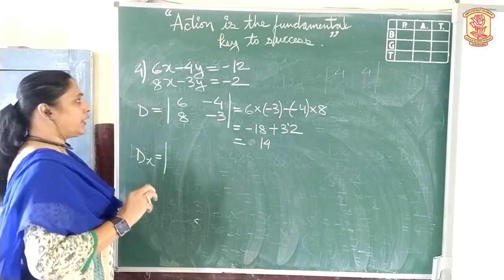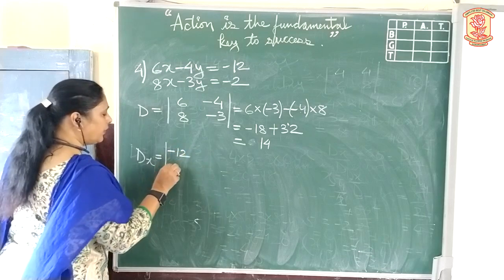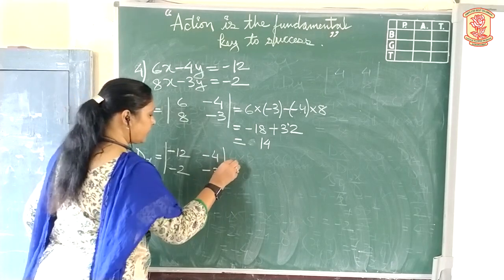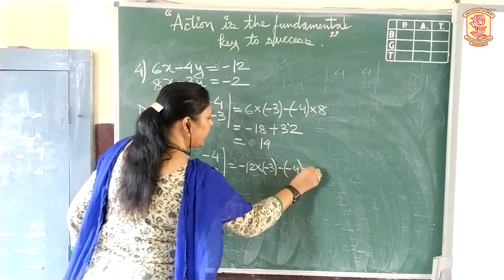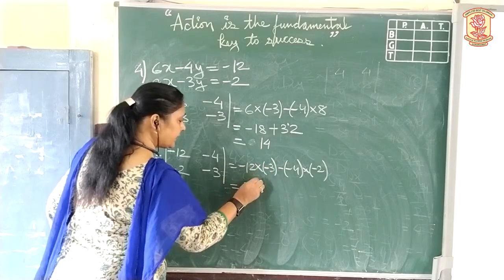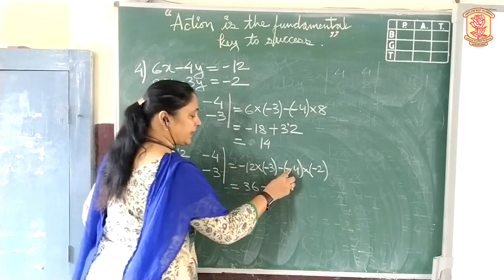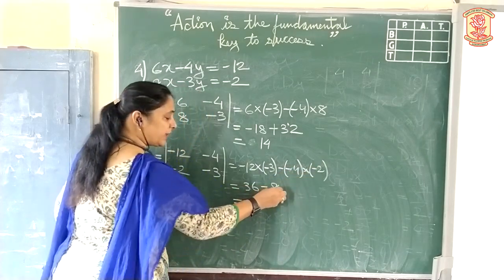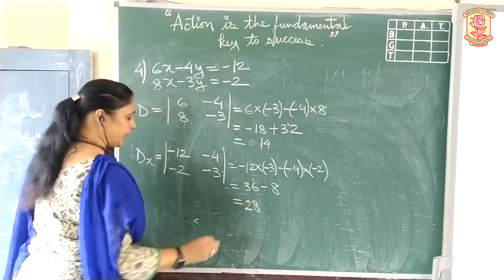For writing the determinant for x, in place of the coefficients of x, we write C1, C2, that is minus 12, minus 2, and the coefficients of y stay as they are, minus 4, minus 3. Cross multiply: minus 12 into minus 3, minus of minus 4 into minus 2. Minus minus plus, 12 threes are 36. Plus minus minus, 4 twos are 8. Now 36 minus 8 is 28.